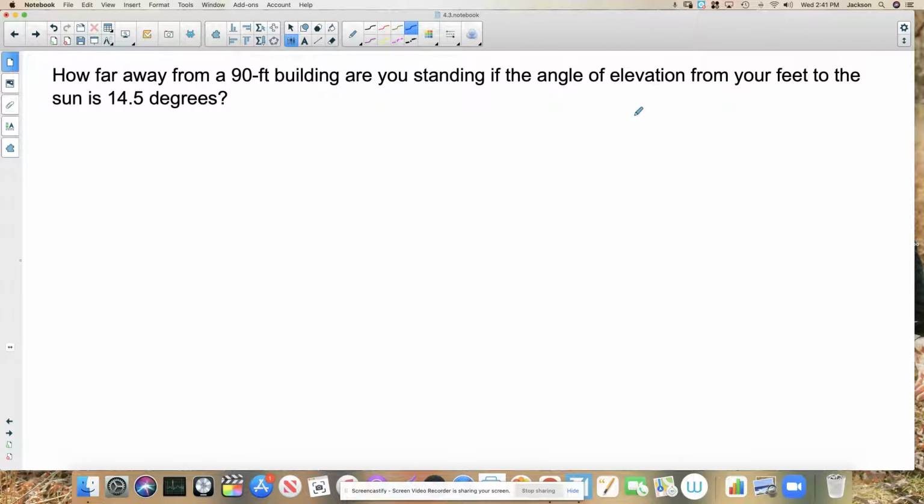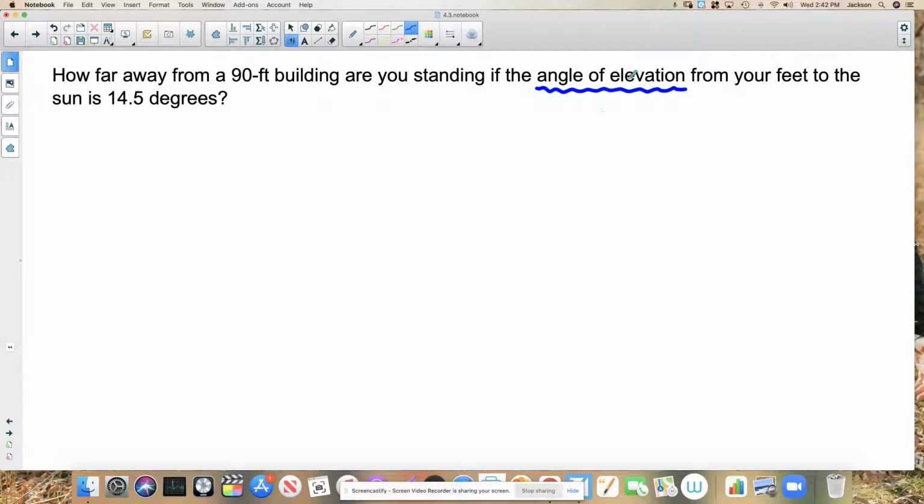Let's look at a different scenario that can happen when we're solving in a right triangle. How far away from a 90-foot building are you standing if the angle of elevation from your feet to the sun is 14.5 degrees? This might be a new concept.